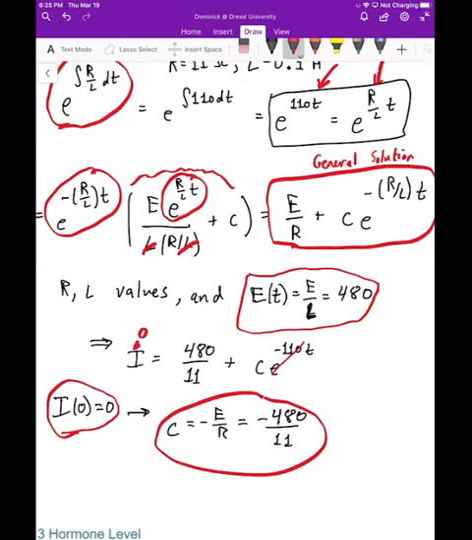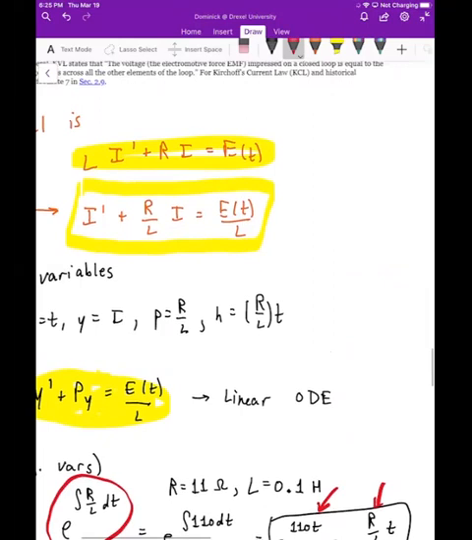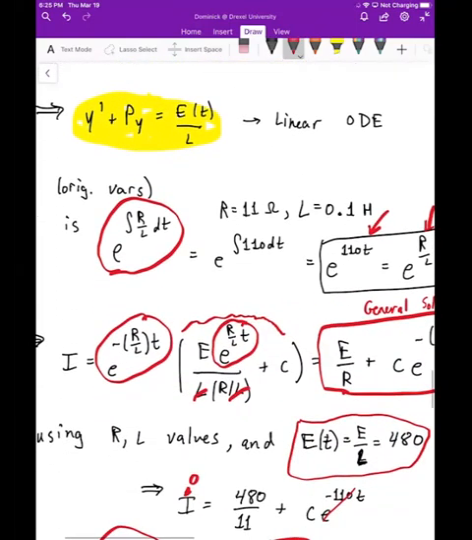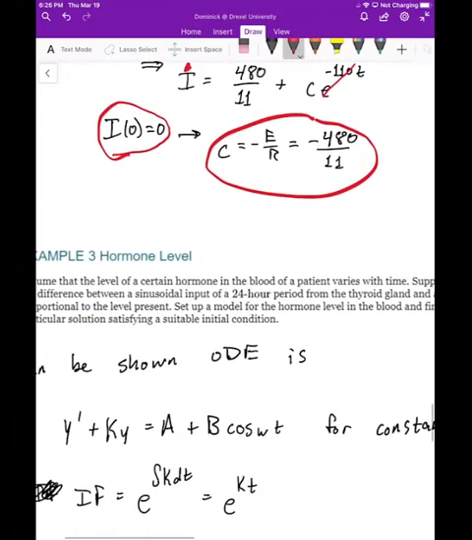So nothing here is all that different from the previous examples that we did on linear ODEs. The only difference here is that somebody much smarter than me was able to come up with the original model here for the electrical circuit, right? Which of course is a linear ODE, which allows us to solve it.